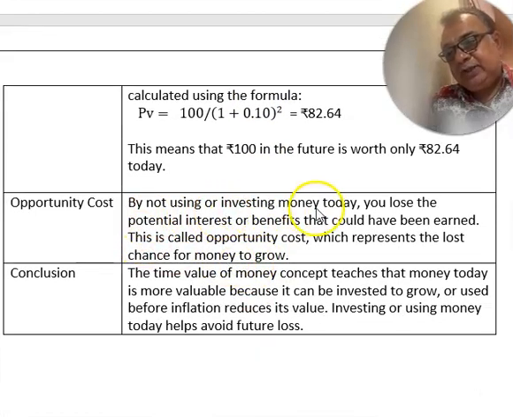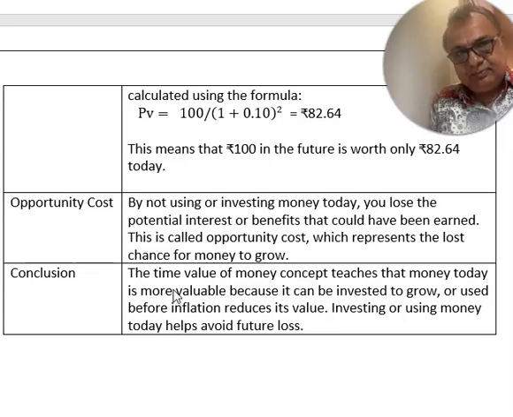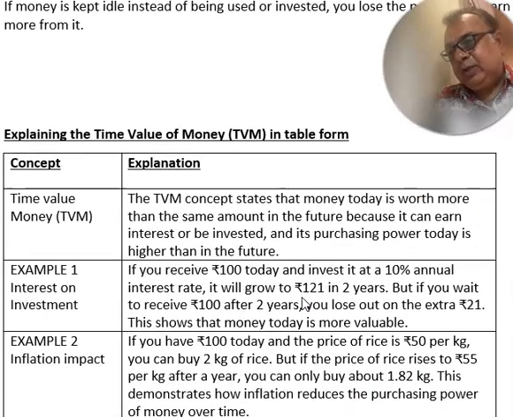By not using or investing money today, you lost the potential interest benefit that could have been earned. This is called an opportunity cost, which represents the lost chance for money to grow. Conclusion: the time value of money concept teaches that money today is more valuable because it can be invested to grow or used before inflation reduces its value. Investing or using money today helps avoid future losses. This is the time value of money.